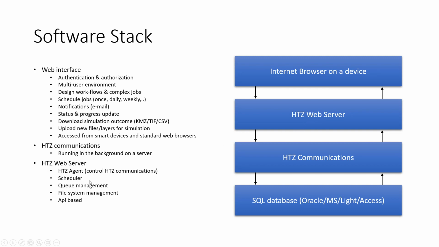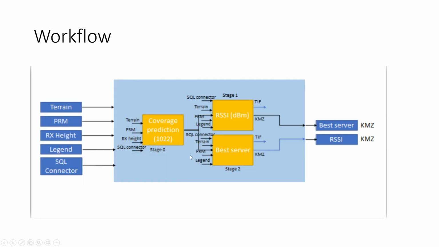Now the web server, this guy, basically it's the HTZ agent. Like I said, it controls HTZ, and it does all the low-level communication with HTZ. We have a scheduler in this solution as well. Scheduler, queue management. You can cancel a job from the queue. You can queue, dequeue a job, and there is file system management as well to handle the layers like terrain, clutter, KMZ. So you can keep multiple versions of it, the historical data, and we can also control the access level. And like we said, we have the API capability if somebody wants to extract the latest simulation from the web interface via the API, which is RESTful architecture.